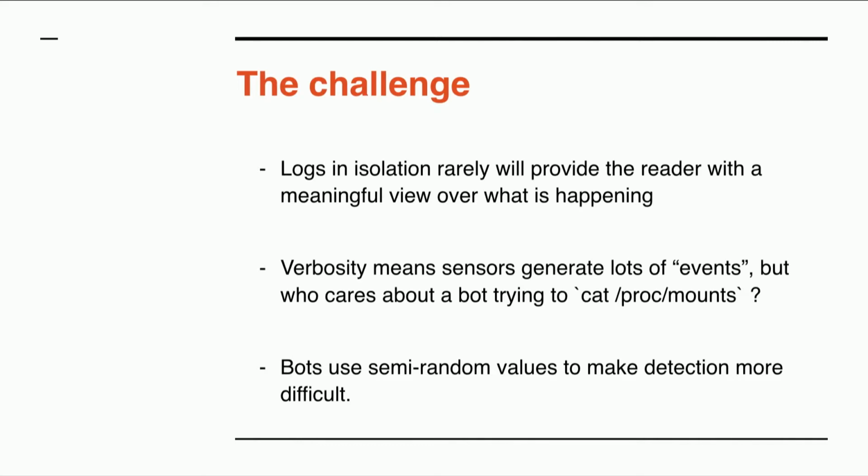And finally, these bots use semi-random values to try to avoid pattern matching and easy analysis, right? If we can just write a rule that says anything that starts with XYZ, filter out, they're going to start introducing random variables, random input to try and make that more difficult to match.